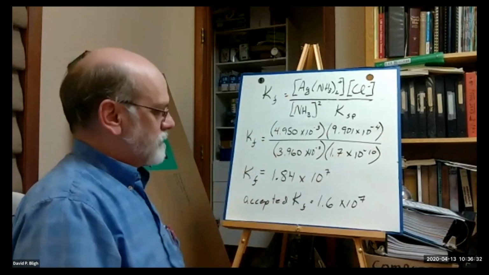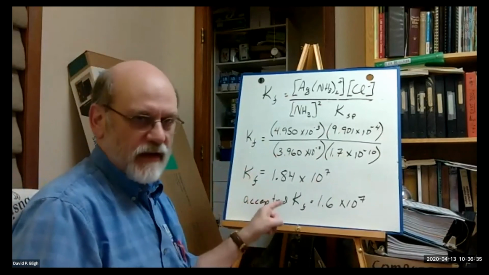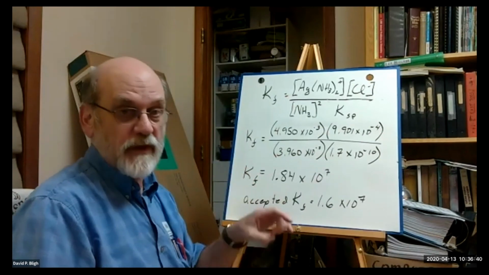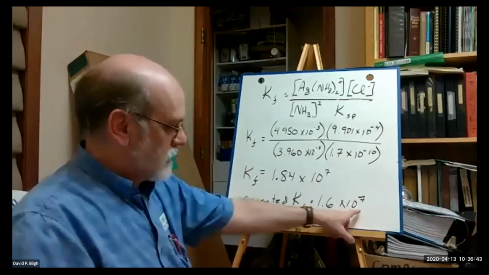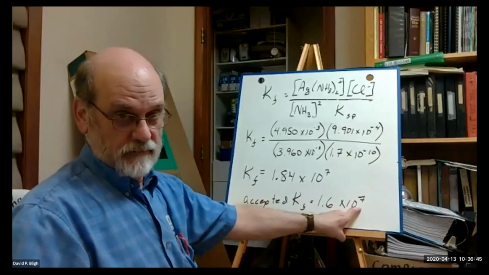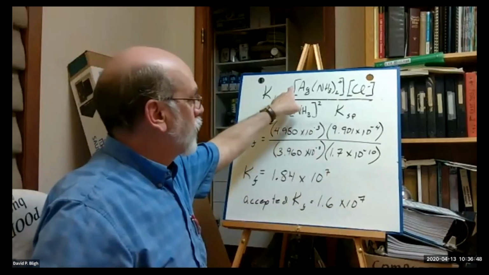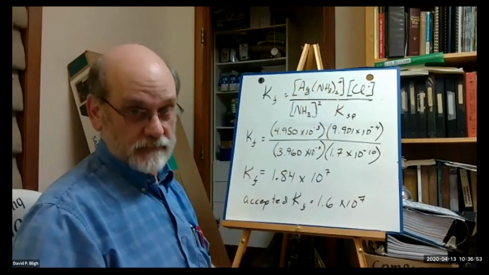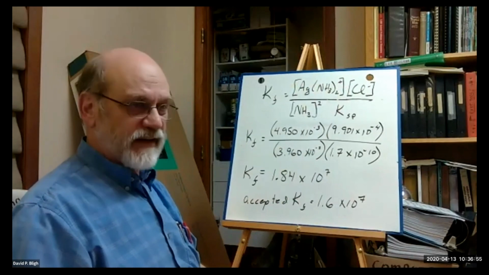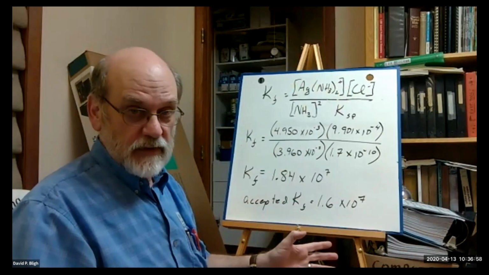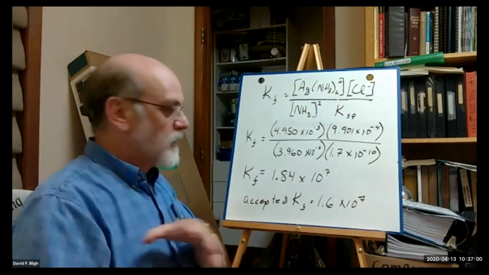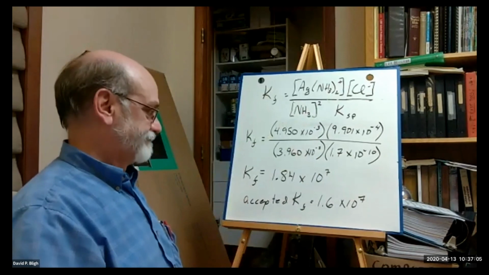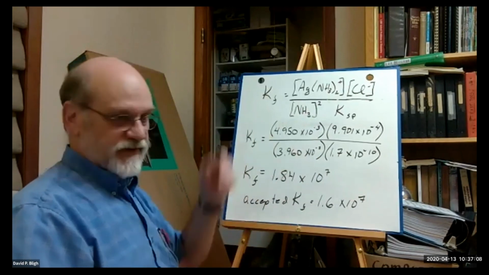What does this tell us? What does the KF tell us about the reaction between silver and ammonia to form the complex ion? That is a huge number, which means it's favored toward that product, right? So practically all of the silver, before we titrated it, was in this form. Okay? That's it. That's what it says.